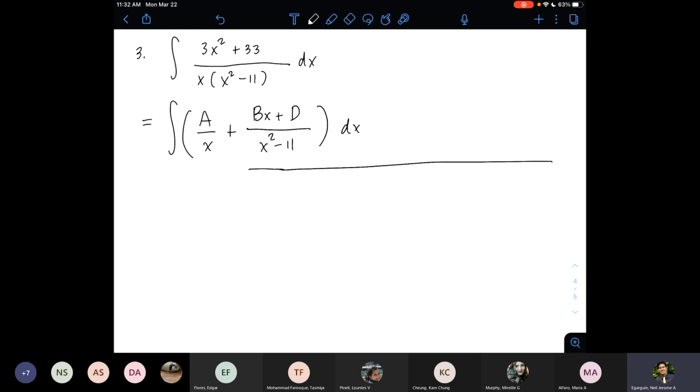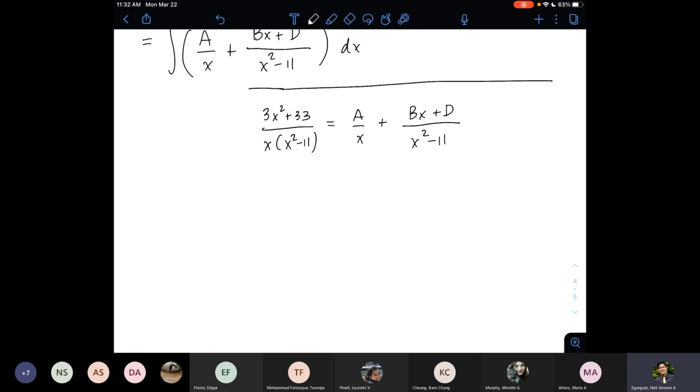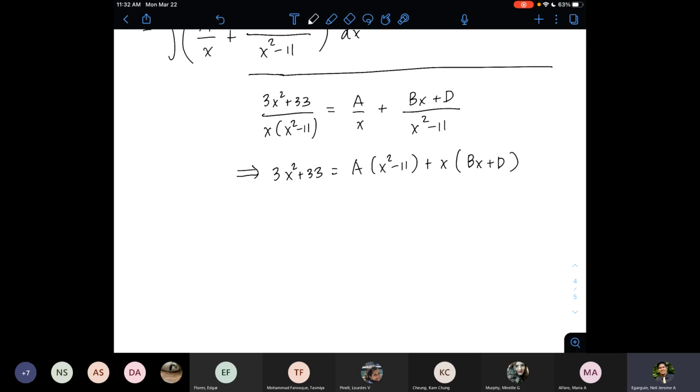So on the side, we want 3x squared plus 33 over x times x squared minus 11 equals a over x plus bx plus d over x squared minus 11. Okay. And then we do the cross multiplication. So this gives us 3x squared plus 33 equals a times x squared minus 11 plus x times bx plus d. All right. Then this is true for any x. So you can pick your favorite x's.